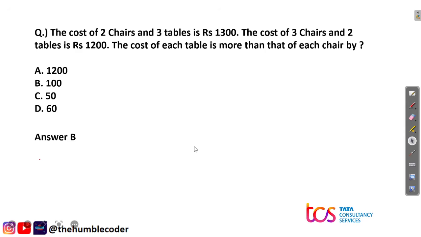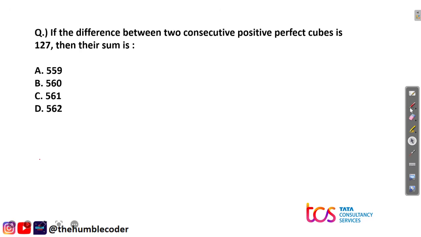Let's move ahead to the next question now. So we have this question wherein it is given that if the difference between the two consecutive positive perfect cubes is 127, then their sum is, okay, and then we have the options as 559, 560, 561 and 562. So difference between two consecutive positive numbers. Now consecutive means what? One after the other. Suppose we have one number as 3, then the next consecutive number will be 4, right? So the difference between two consecutive positive perfect cubes is 127, then their sum is.